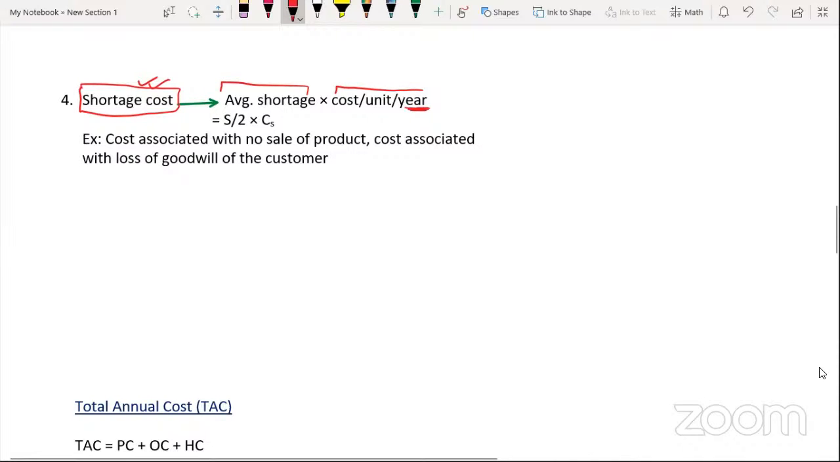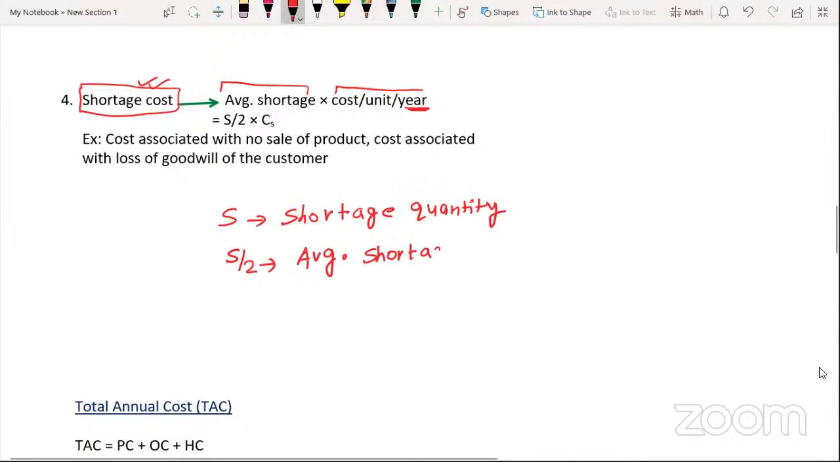So shortage, capital S, is defined as the shortage quantity. So average shortage is S/2. So S/2 is defined in terms of average shortage. Why average? Because every time the shortage is not going to happen for each and every customer. The shortage is going to occur only for a few of the customers. That's why we deal in terms of average shortage here.